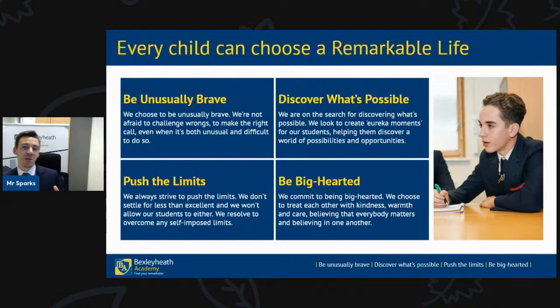And then fourthly, my favourite, being big-hearted. One of the things about coming to secondary school is we make sure that our students treat each other with respect, with kindness, with fairness. And what you see in this school, and what you'll see when you tour this school, is a really close-knit community, and one that looks after one another and really, really cares for one another.